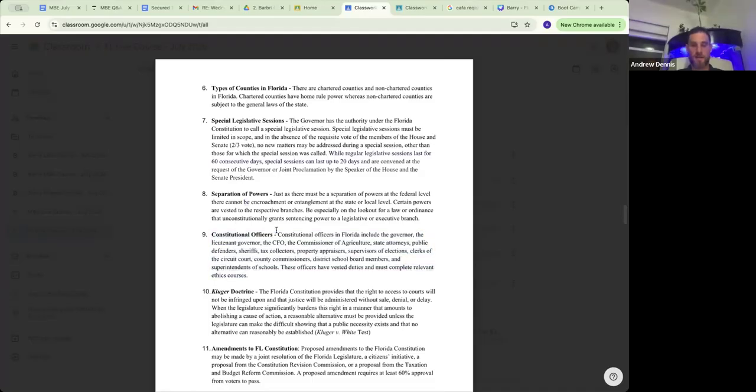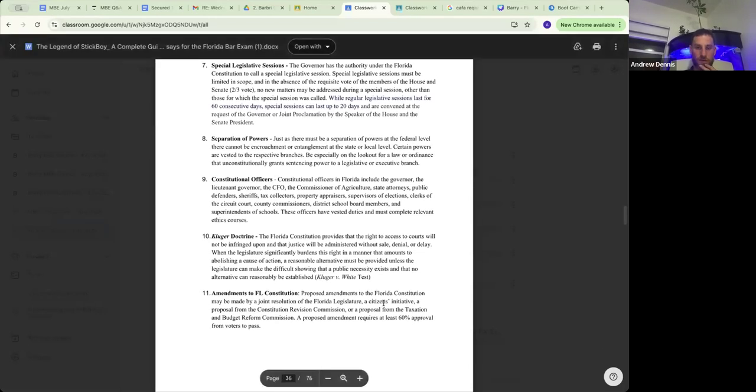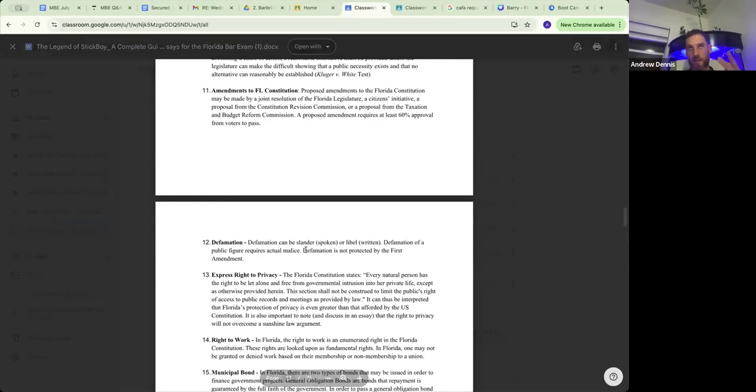So constitutional officers in Florida include the governor, the lieutenant governor, the CFO, the Commissioner of Agriculture, state attorneys, public defenders, sheriffs, tax collectors, property appraisers, supervisors of elections, clerks of the circuit court, county commissioners, district school board members, and superintendents of schools. These elected officers have vested duties and must complete relevant ethics courses. Talk about the Kluger Doctrine, the 60% for the amendments.